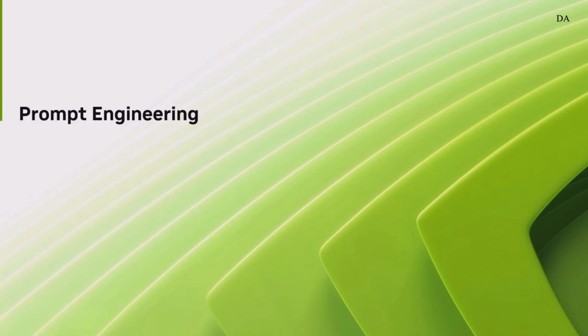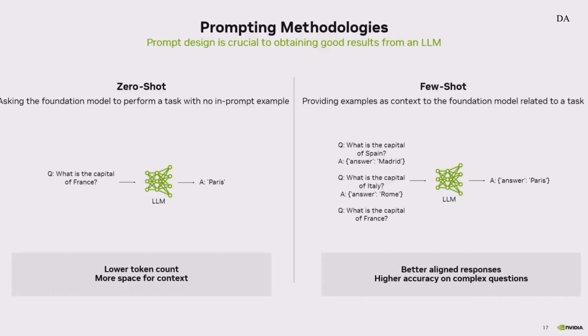Okay, let's shift gears a little bit and talk about prompt engineering. Having a good prompt is very important if you expect good results from a large language model. So let's talk about a few of the different methodologies. One of them is called zero shot. In this case, we're asking the foundation model to perform a task with no prompt examples. So, what is the capital of France? That question goes into the large language model, and if all goes well, Paris pops out. It tries to follow the format. We have Q, and then we have A.